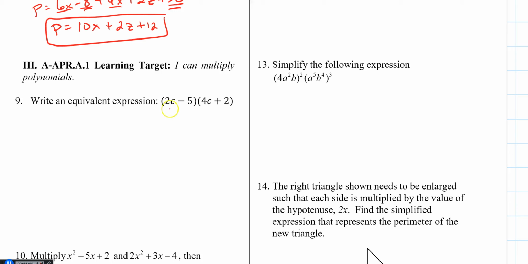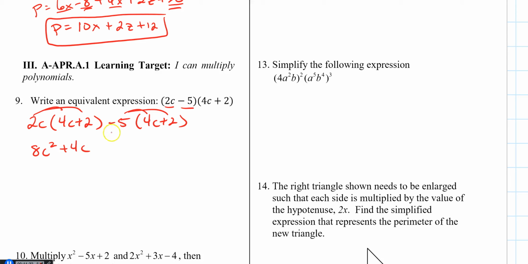I'm going to use distributive property. This can be 2c times 4c plus 2, and then minus 5 times 4c plus 2. We distribute. 2c times 4c, remember we're going to add our exponents when we multiply, so I have 8c squared plus 4c, and then I have negative 20c when I go to this side, minus 10. My like terms are here in the middle, and I get an answer of 8c squared minus 16c minus 10.